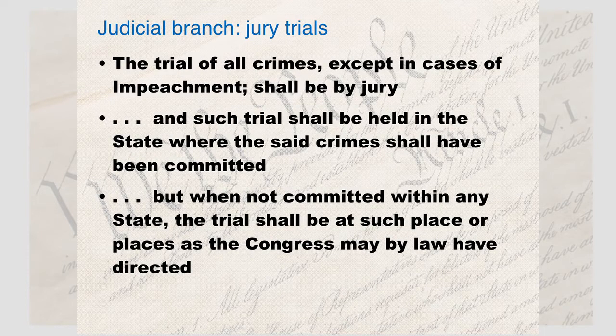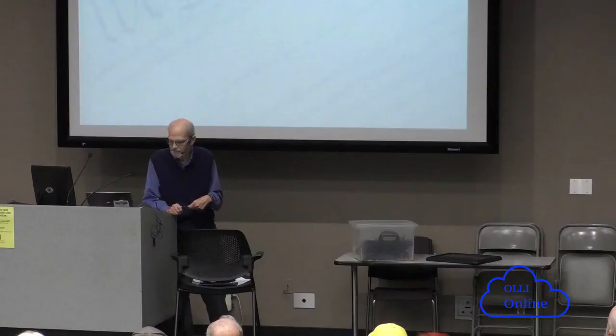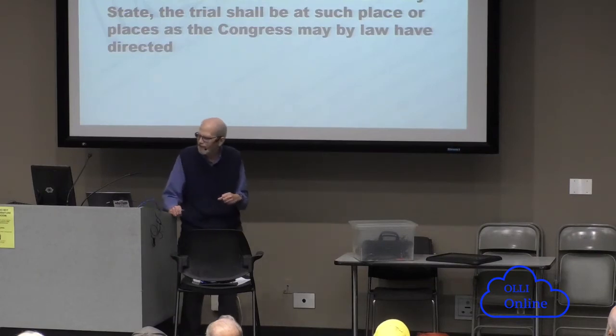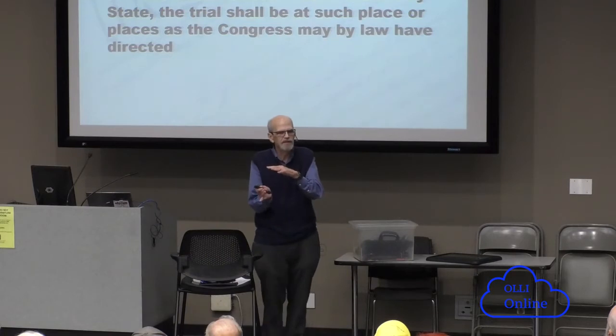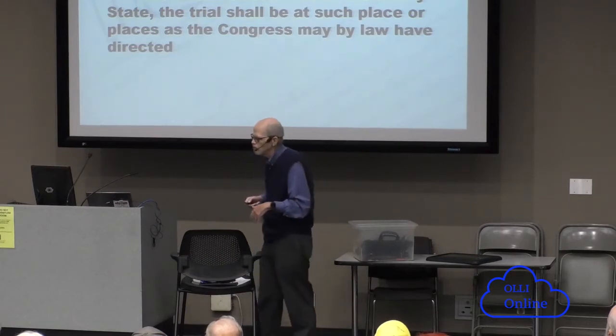Jury trials. And it's important to note, until we get to the 14th Amendment later on, not today, the trial of all federal crimes, I put in federal, but this is how it's interpreted, except in cases of impeachment, shall be by jury. And such trial shall be held in the state where said crime shall have been committed. But when not committed within any state, the trial shall be at such place or places as the Congress may by law have directed. So it sets up a lot of places where the Congress can come in and establish rules.